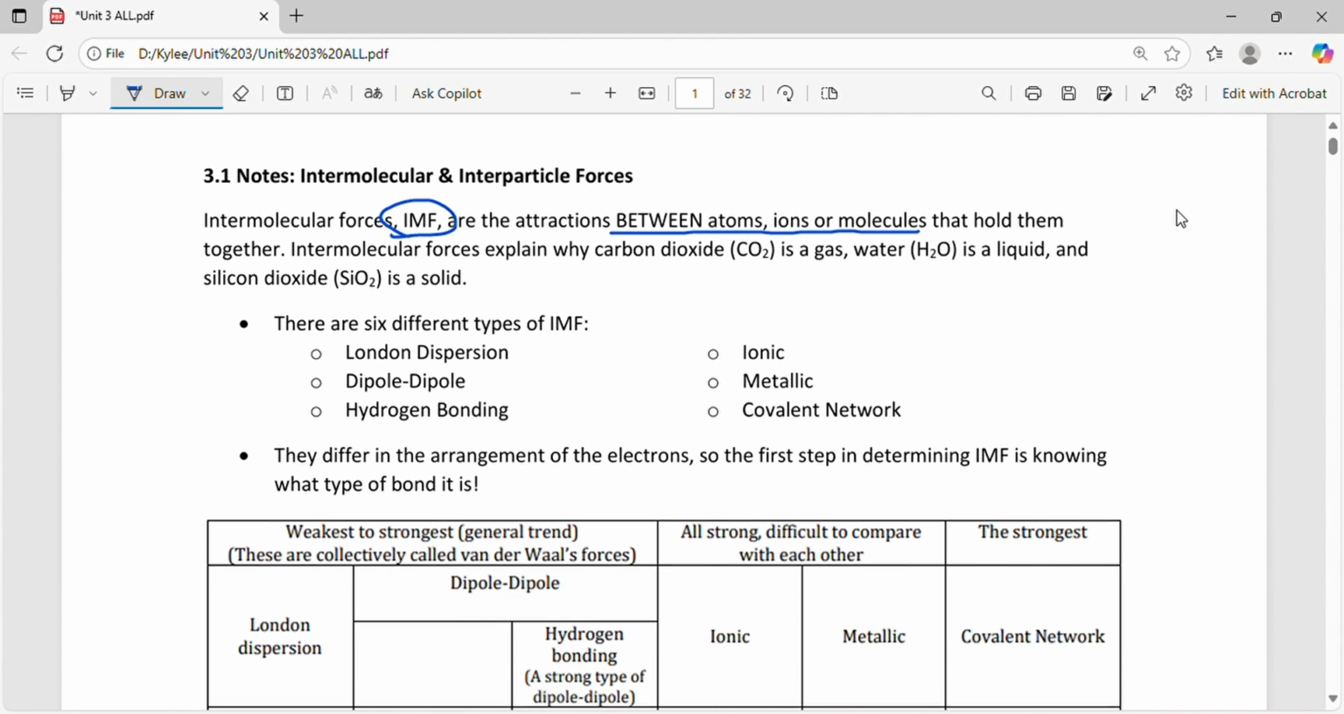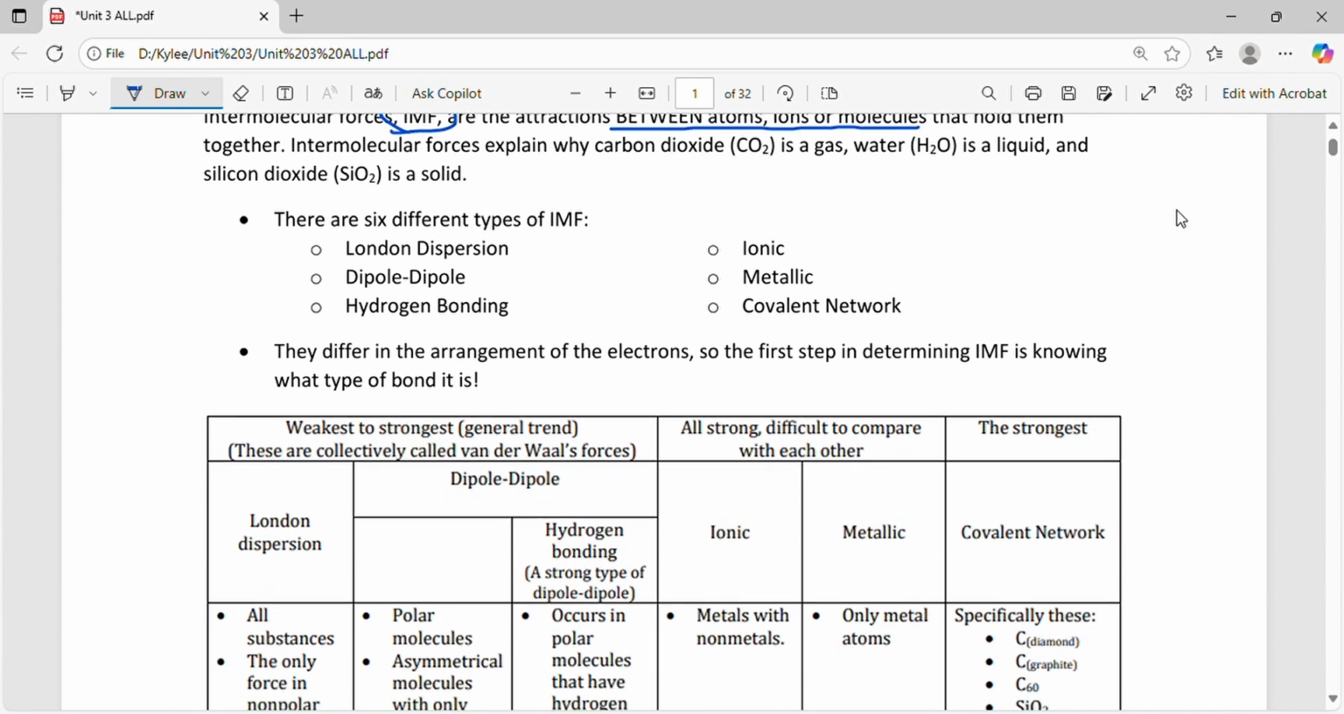If you've had a chemistry course before, the IMFs that are listed here on the left should sound familiar to you. They often get covered in first-year chemistry courses. The IMFs on this side may not be as familiar to you. The good news is that we're going to do deep dives on all of them.